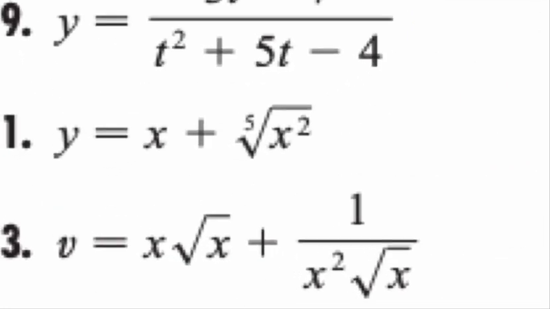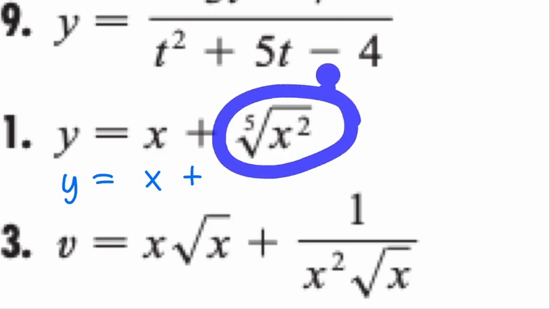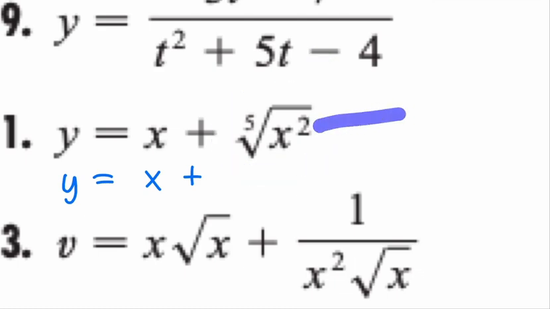21, what's our rewrite so that we can do the derivative? What's our rewrite? How could we rewrite this piece right here? That would be x to what power? 2/5. Remember, the index is your denominator. The power is your numerator. So that's why it's 2/5. And now we can do the rules.